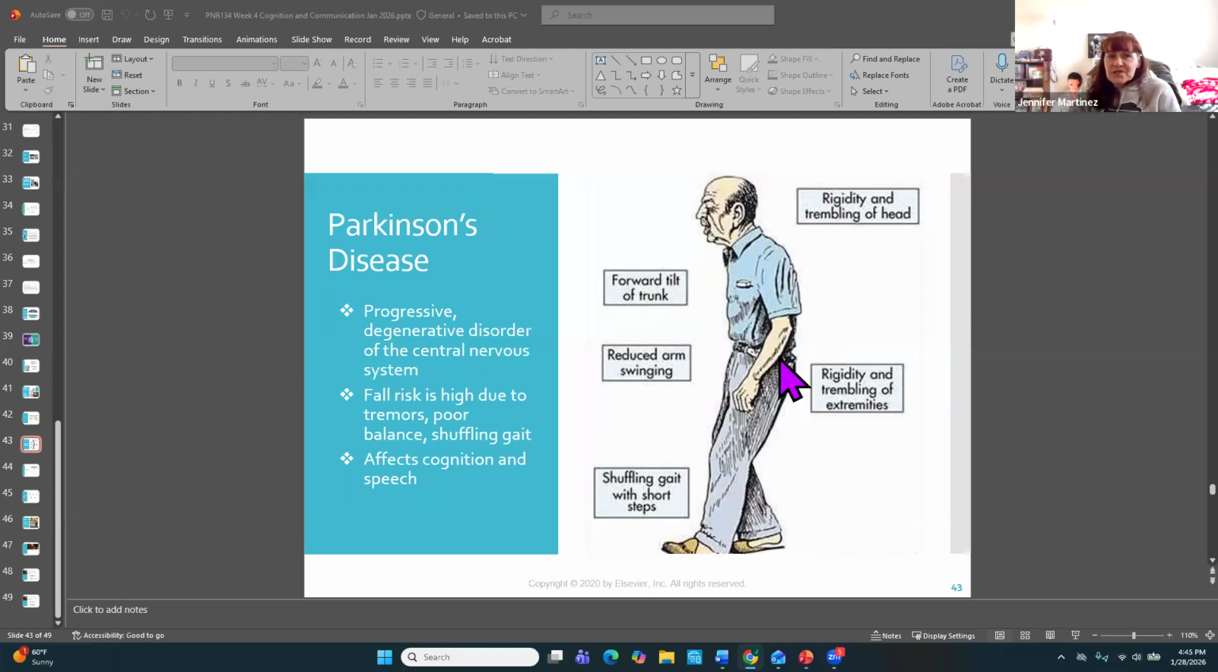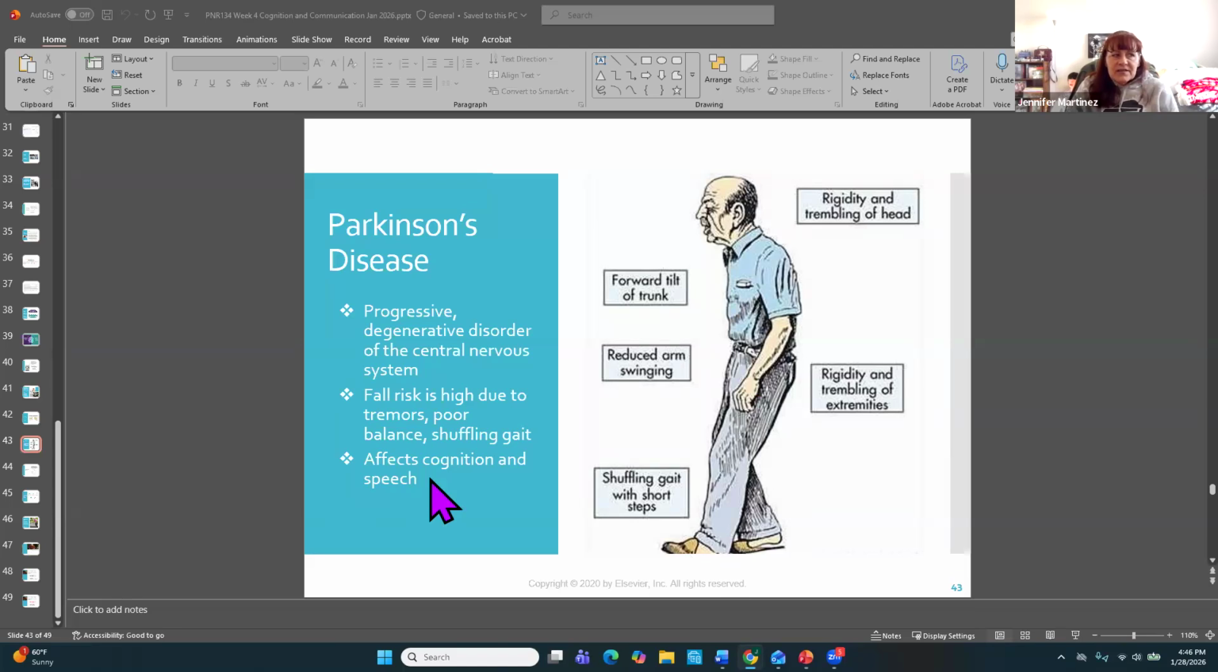When you walk, your arms swing, right? Theirs don't swing. They have reduced arm swing. They also have a short shuffling gait, so they don't pick their feet up when they walk. And of course, they will have rigidity and the tremors associated with Parkinson's disease as well. All of this increases their risk for falls, right? Because they have poor balance.